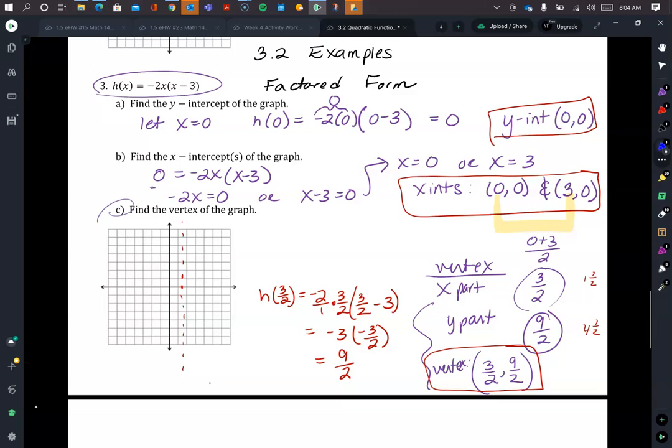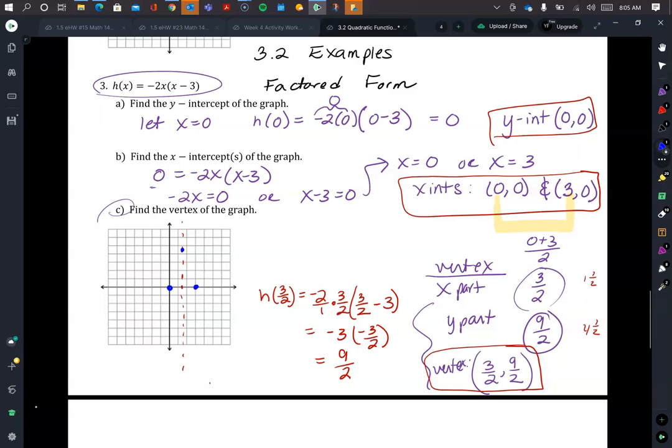We also want to plot in our x-intercepts. So let me get that in first, the (0, 0) and the (3, 0). And then my y-intercept is also (0, 0). And my 3 halves for x is my axis of symmetry. And then the top part of the vertex would be 1, 2, 3, 4 1/2, right about there. Okay, and it opens down.